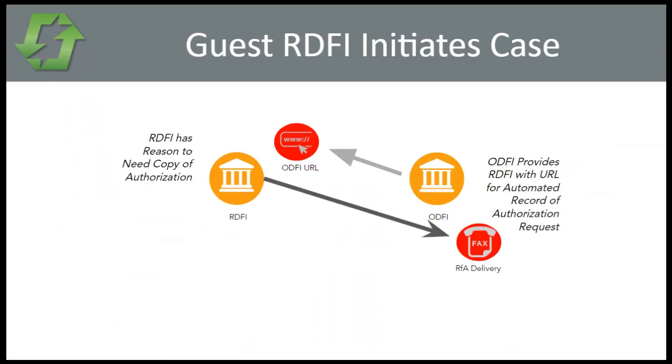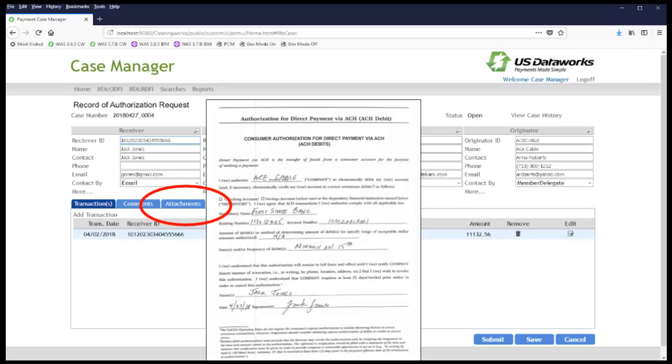The request will then electronically be delivered to the ODFI, who will instruct the originating company to comply with your request and return the requested documentation to you. You will receive a notice that the proof of authorization has been delivered and be able to access it electronically using the login credentials provided. This short video will lead you through the process of creating ROA requests and viewing completed ROA requests.